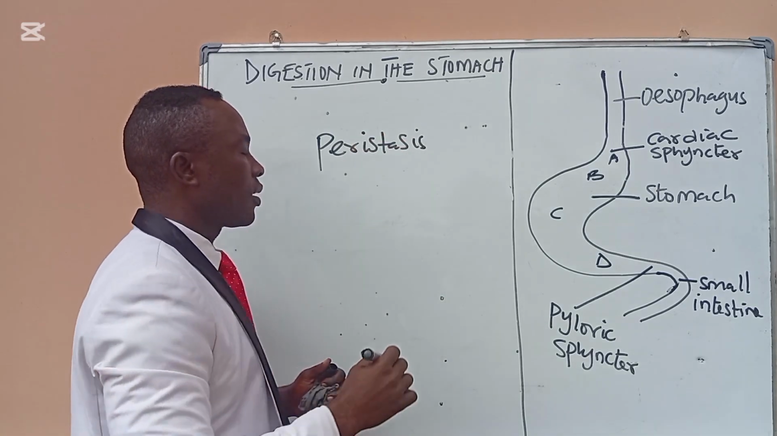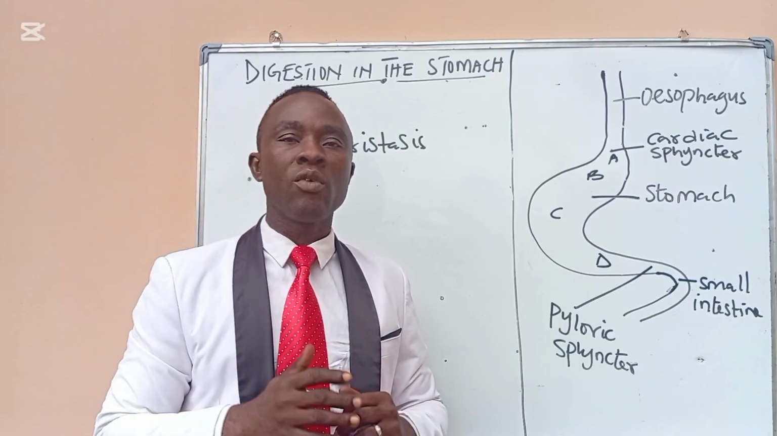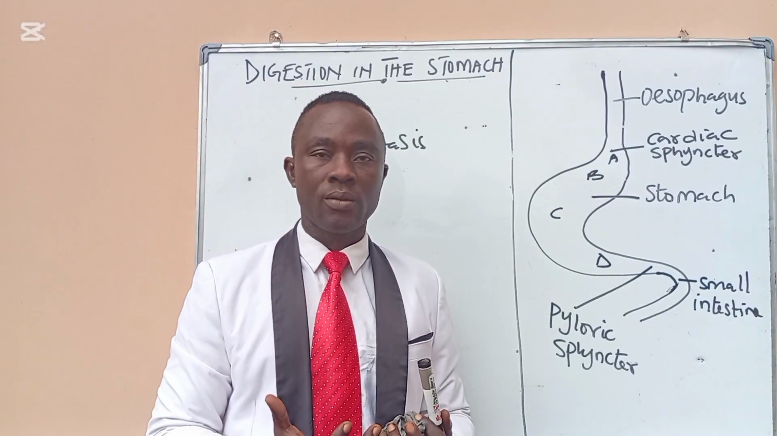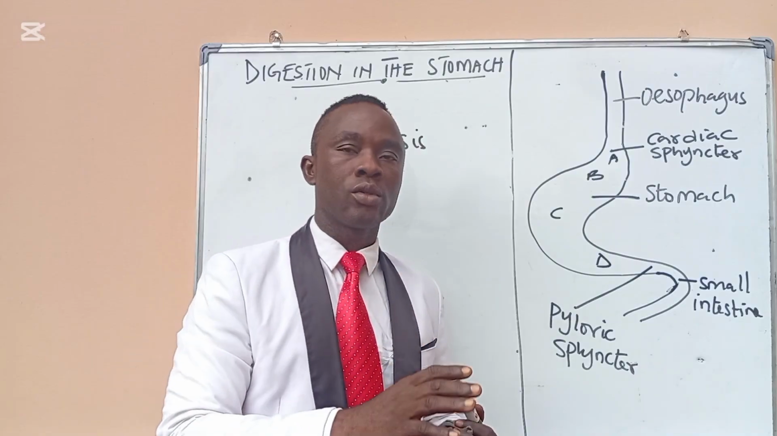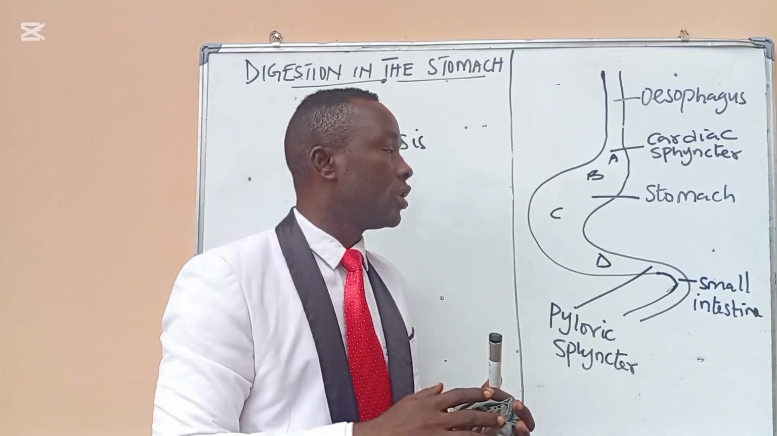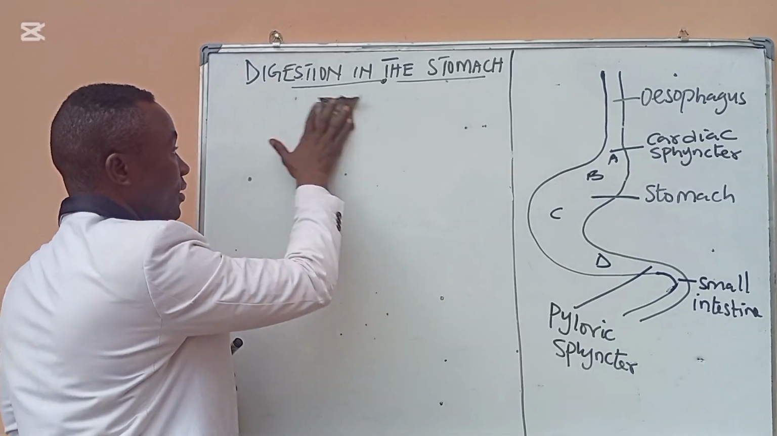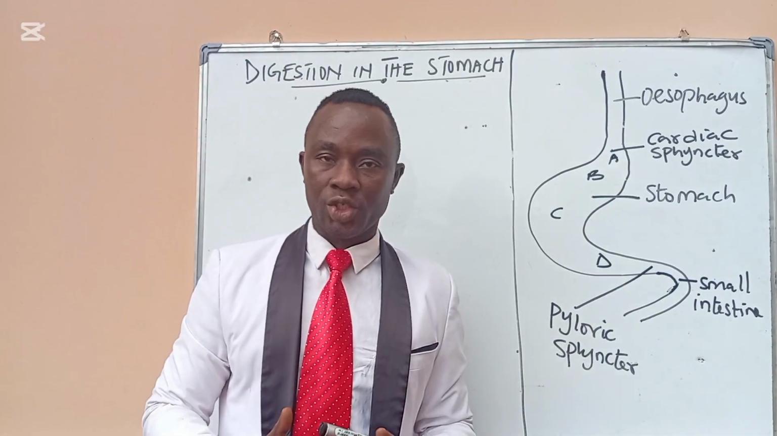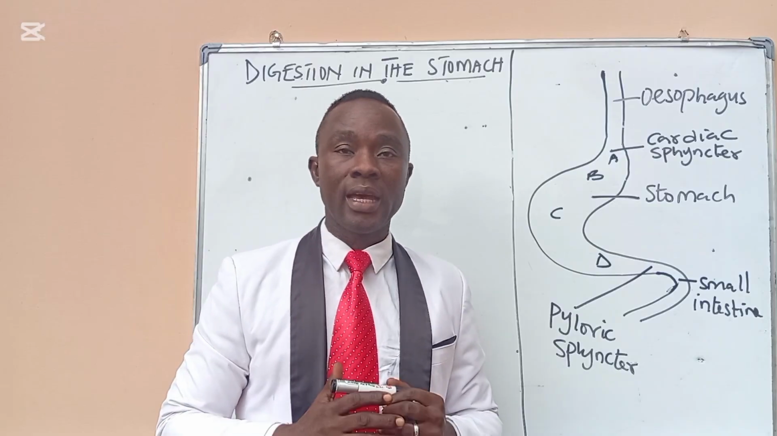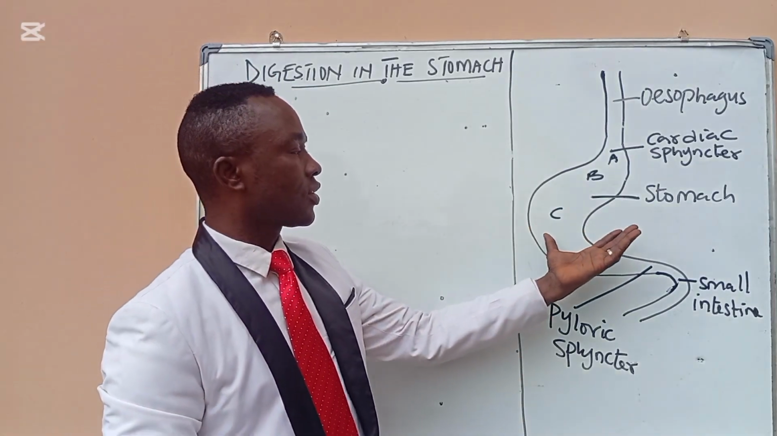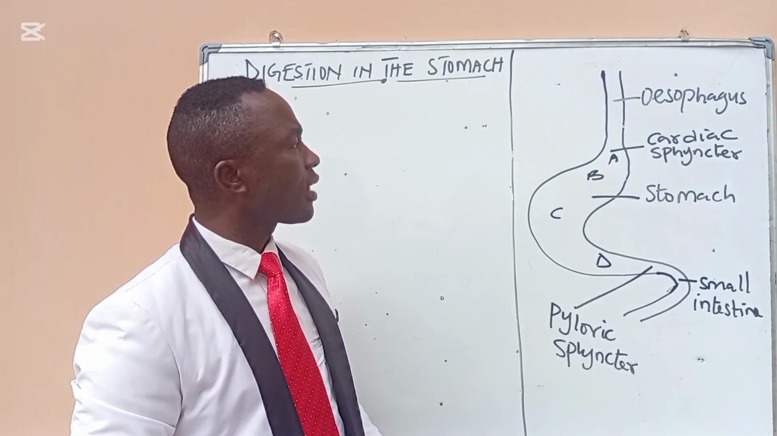Peristalsis is a kind of wave-like movement, contraction and relaxation. So the esophagus contracts and relaxes to move food from the mouth into the stomach. Now, when food is in the stomach, there is digestion because the stomach contains digestive enzymes.